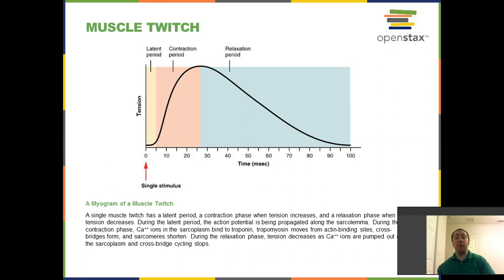Calcium pumps also have to pump calcium. So we have to pump the calcium from the sarcoplasm into the sarcoplasmic reticulum and back into the terminal cisterna. We also have to pump the sodium back out, because if the sodium is still there, when we pump the calcium back in, the calcium's just going to want to leave again. So we have to pump the sodium out, we have to pump the calcium back into the terminal cisterna, and that takes time. That is this relaxation period.